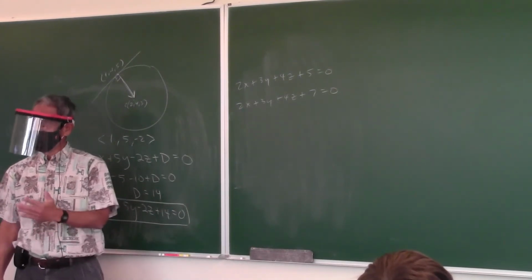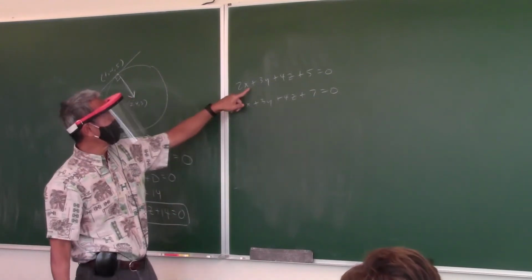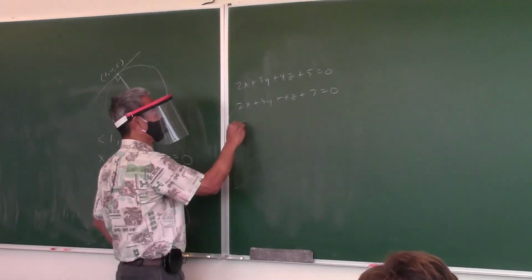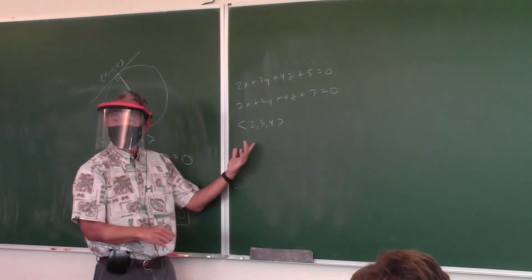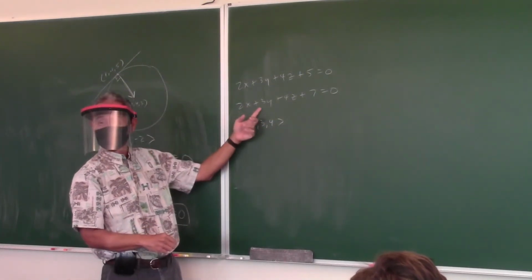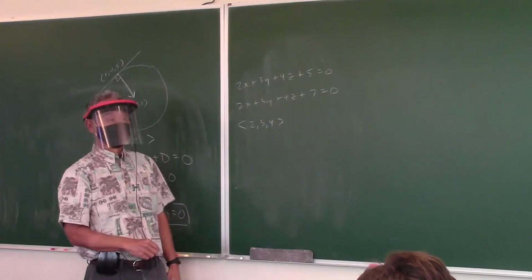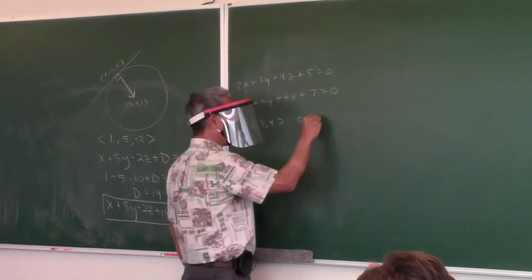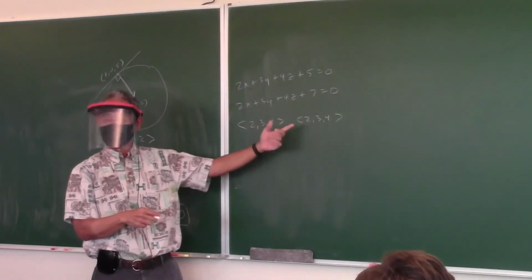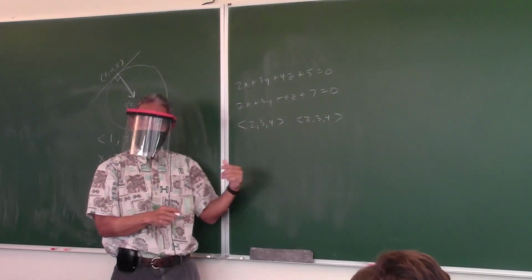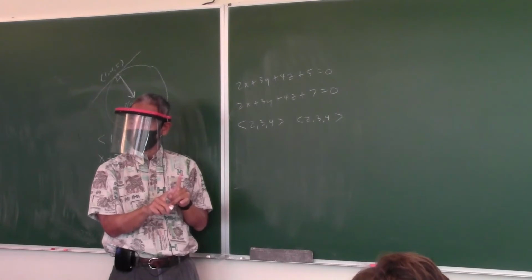Well, let's look at their perpendicular vectors. What's the perpendicular vector for this one? 2, 3, 4, right? What vector is perpendicular to this plane? 2, 3, 4. And what did we say yesterday? If one vector is a multiple of another one, then the two vectors are parallel, right?